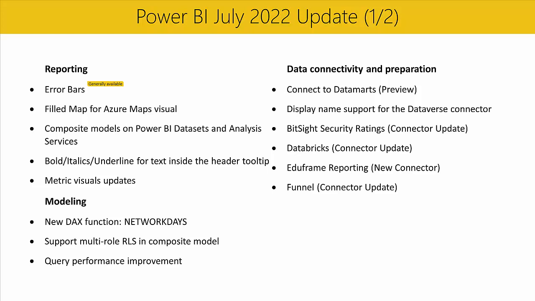Next, since introducing the bold, italic, and underline formatting options for text, we've been making sure these options are truly supported everywhere. And this month, we've added these formatting options to the header tooltip text as well. Say that 3 times fast. Please continue to let us know where you'd like us to add these options.